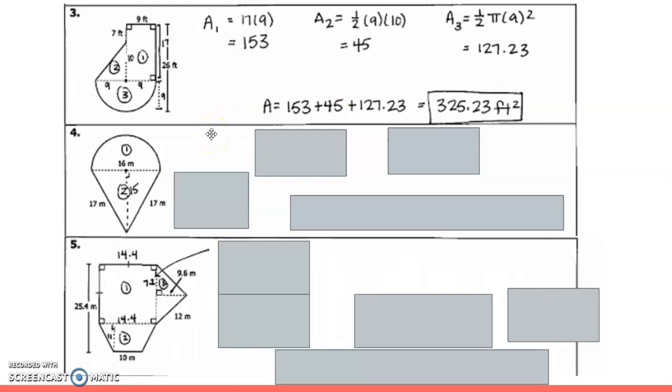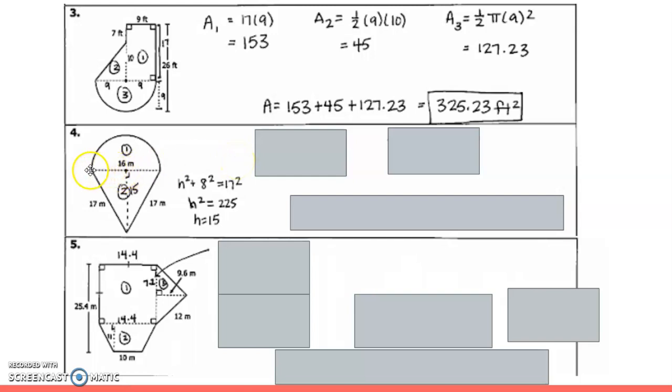Number 4, we have 2 different shapes going on. The shapes that we have are our triangles and our semicircle. For our triangle, what we need to do is we need to find what our height is. In order to find our height, we're using our Pythagorean theorem. Pythagorean theorem, remember, says that our 2 sides squared is equal to the hypotenuse squared.